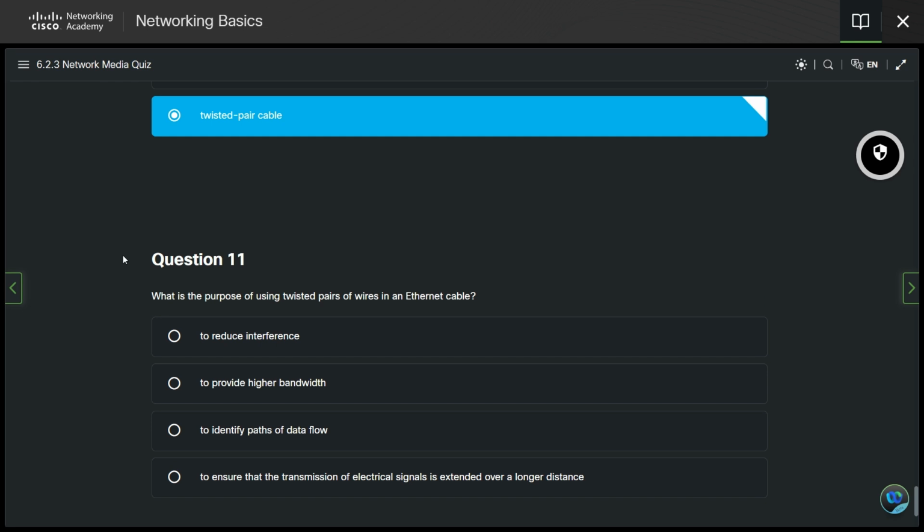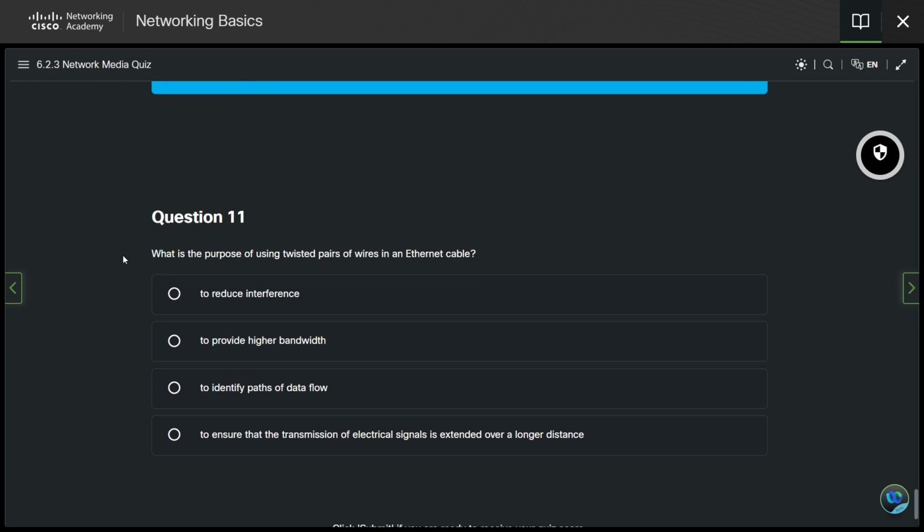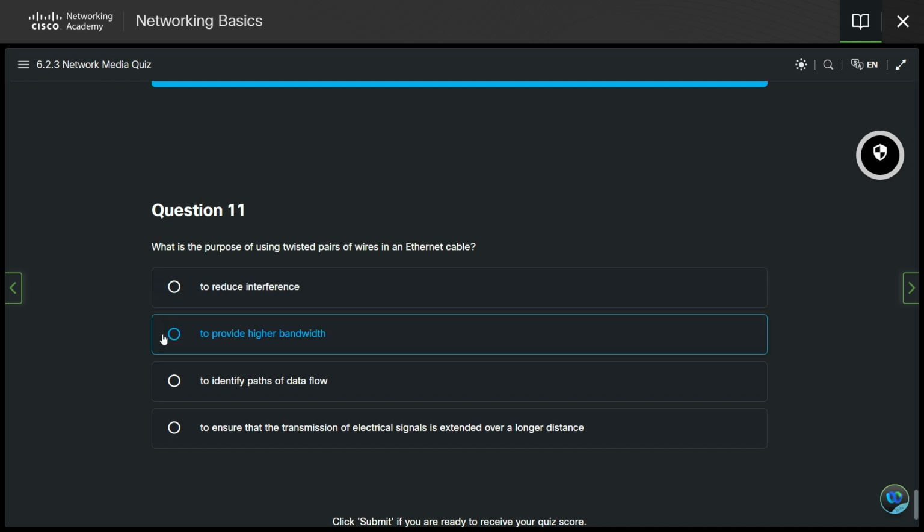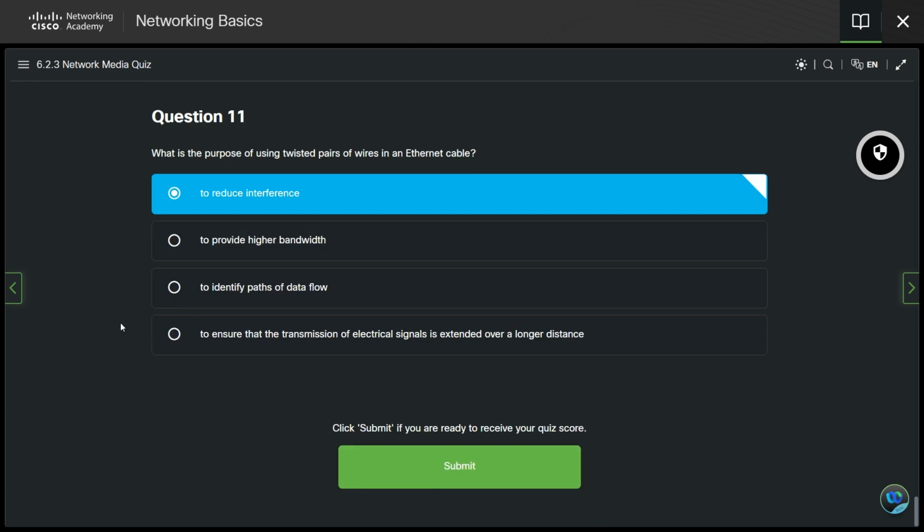Question 11. What is the purpose of using twisted pair of wire in an Ethernet cable? To reduce interference, to provide high bandwidth, to identify paths of data flow, to ensure that the transmission of electrical signals is extendable? No. To reduce interference.